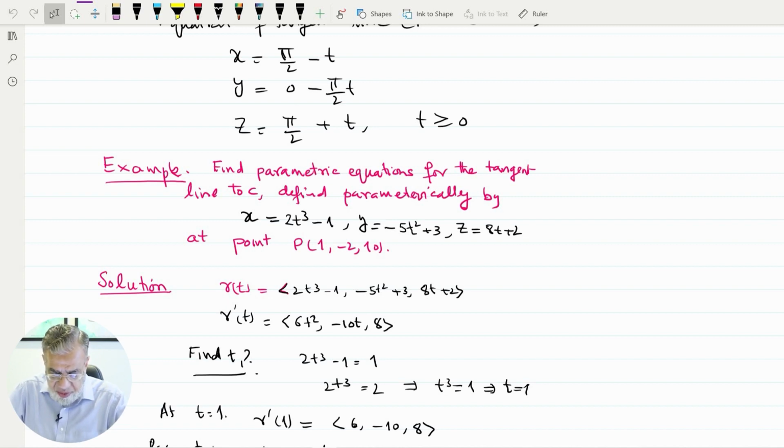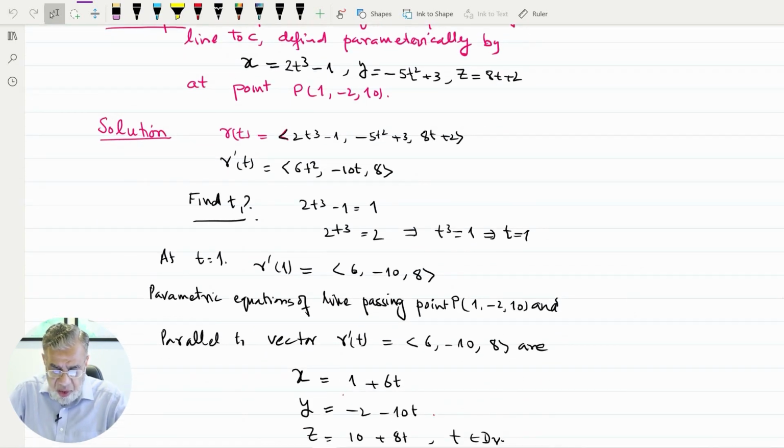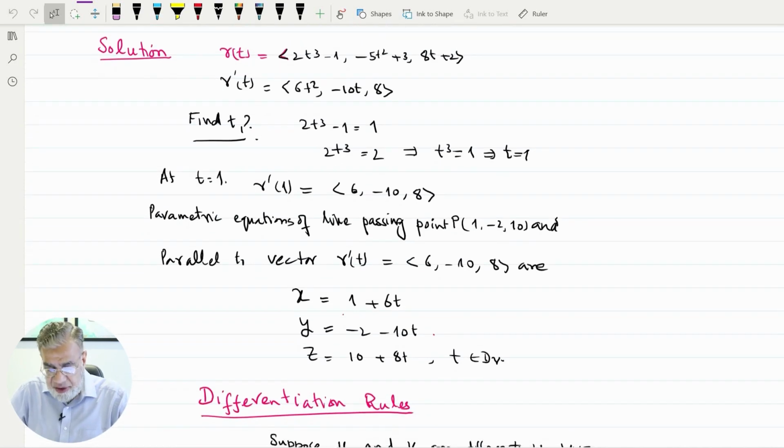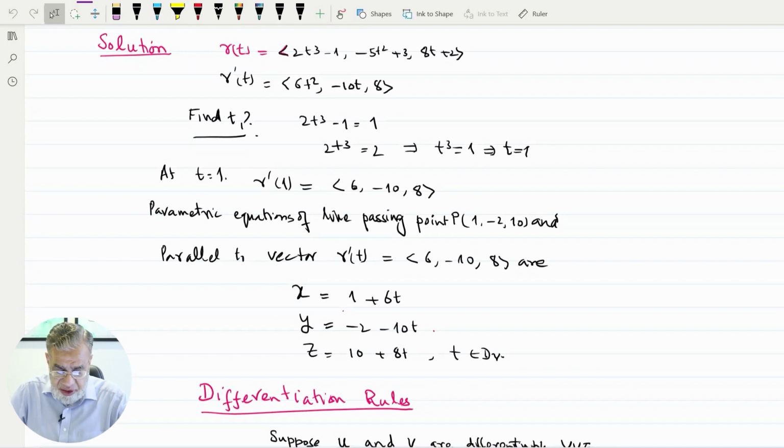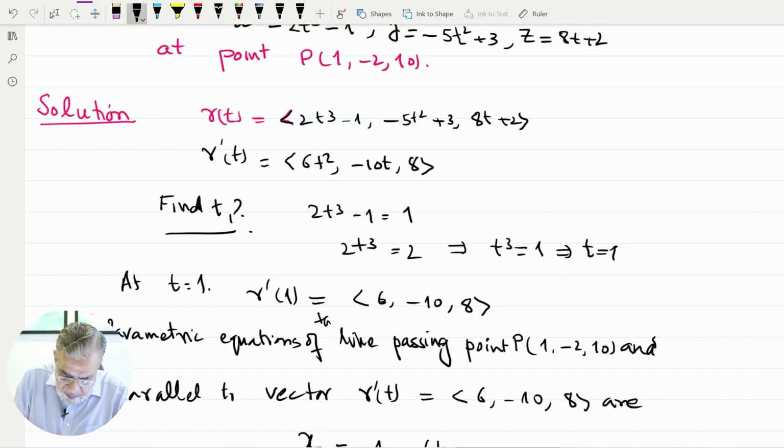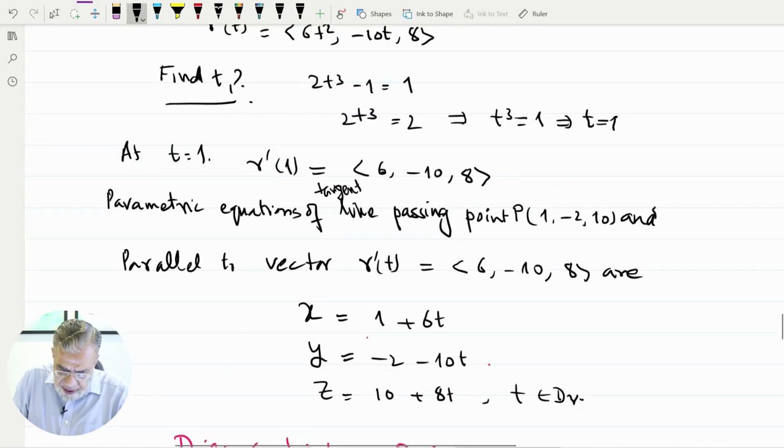So my parametric equation will be x equal to x0, x0 is 1, plus a1 t, a1 is 6; y equal to y0, y0 is minus 2, plus a2 t, a2 is minus 10, so minus 10t; and z equal to z0 plus a3 t, z0 is 10, and a3 is 8. That's my vector components, and this is my parametric equation of the tangent line, not only the line, the tangent line passing through the point. So that's the equation that I found.